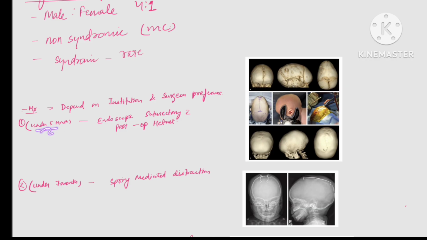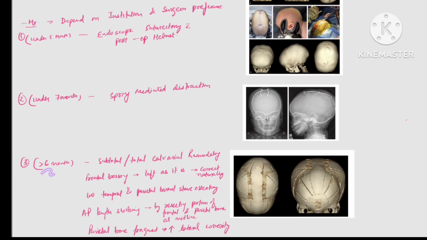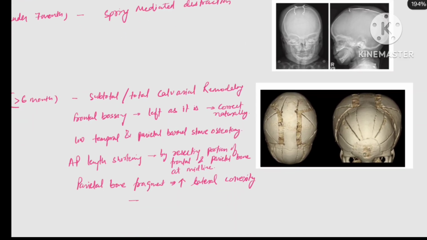If the patient is under 5 months, the best technique will be endoscopic suturectomy with a post-operative helmet. Here, there will be minimum blood loss, minimum mortality risk, as well as minimal stay in hospital. Other than that, if the age is under 7 months, we can also go for spring mediated distraction. If the child is more than 6 months of age, we can also go for subtotal or total calvarial remodeling.